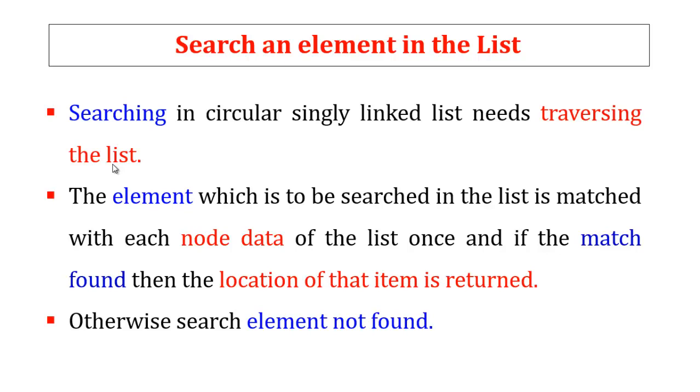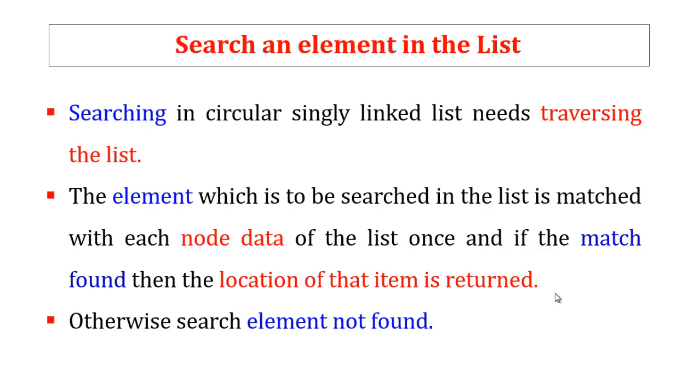There is a drawback present in the linked list. And the second one, the element which is to be searched in the list is matched with each node of the list once, and if a match is found, then the location of the item is returned. So already I said, if your element is present in the circular singly linked list, they are going to display it at the exact location.